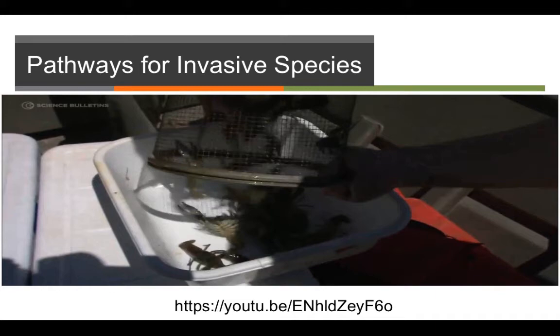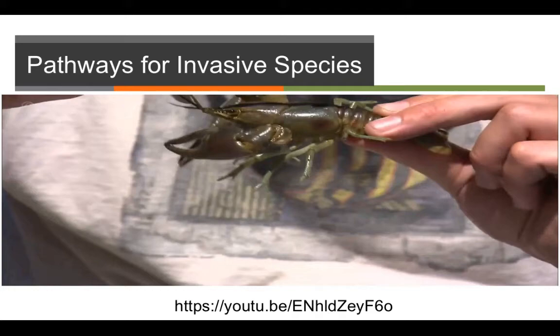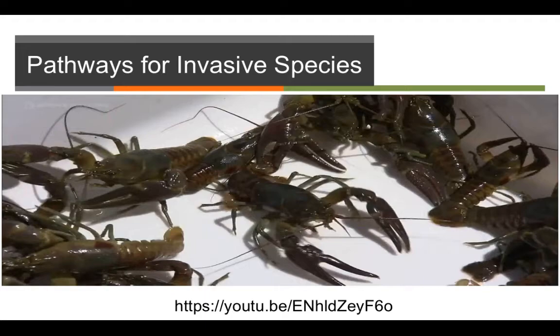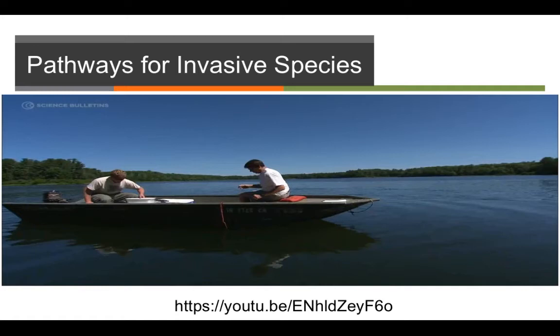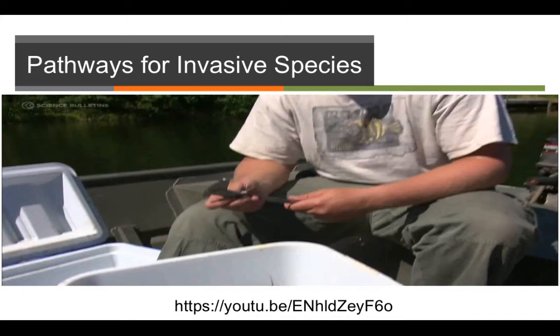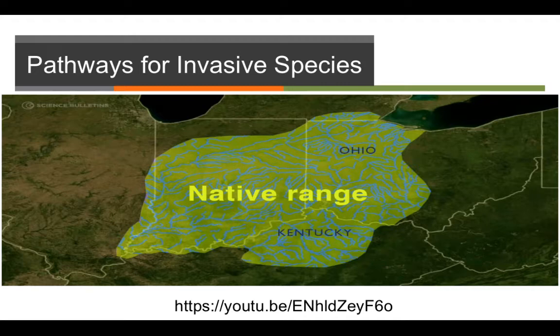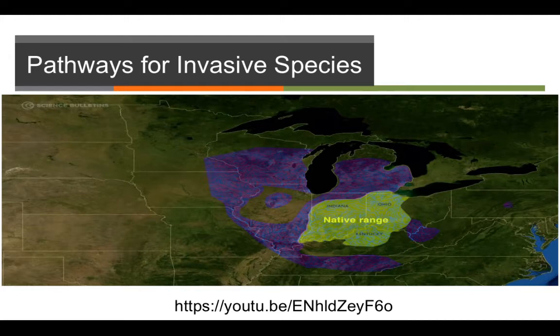Probably won't. It's useful to think about these invasions just like we think about a flu virus or any other infectious disease moving across the country. When there's a lake close to your lake that's infected, that means that you're now much more likely to be infected. Rusty crayfish are actually native to the Ohio River area of Ohio and parts of Kentucky, some parts of Indiana, and they were moved up to this area in the upper Midwest, most likely by anglers.